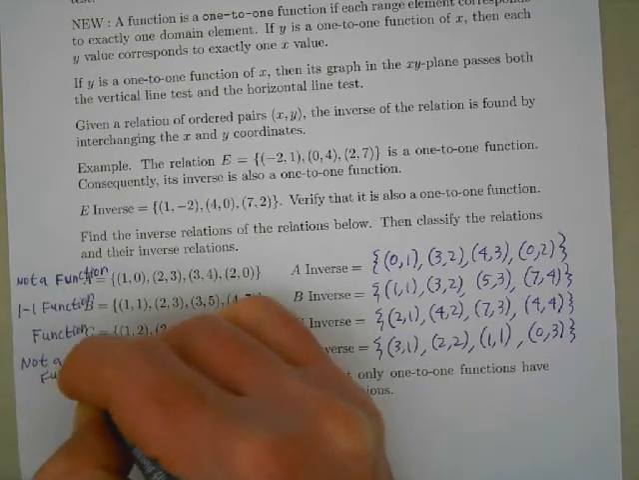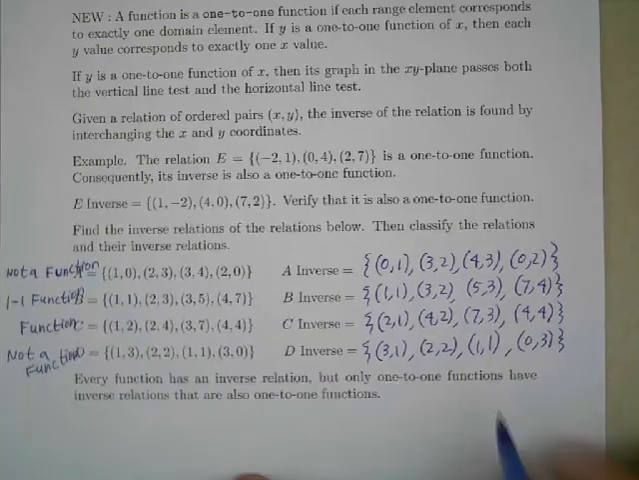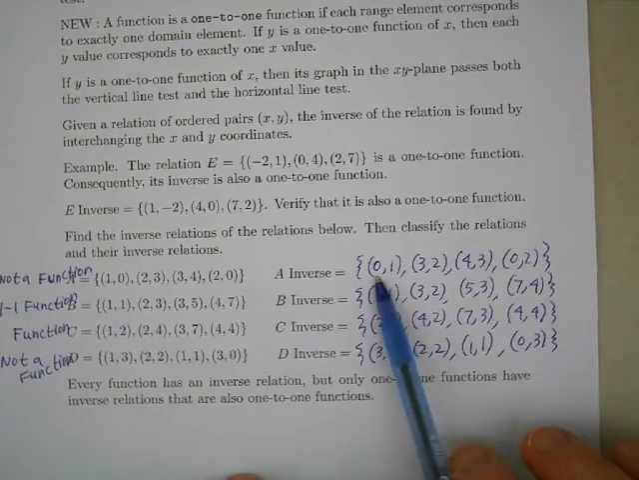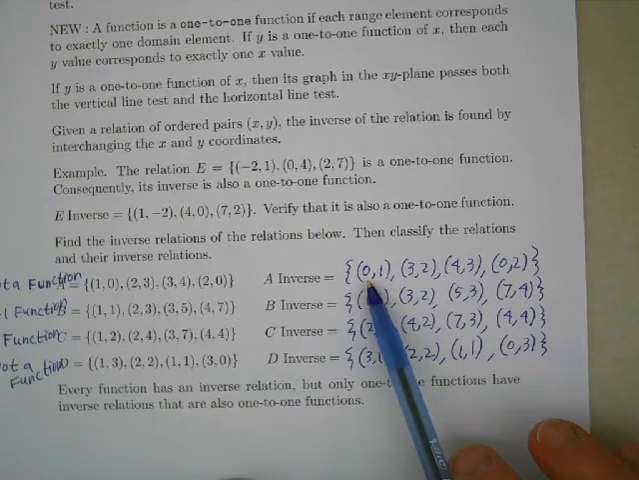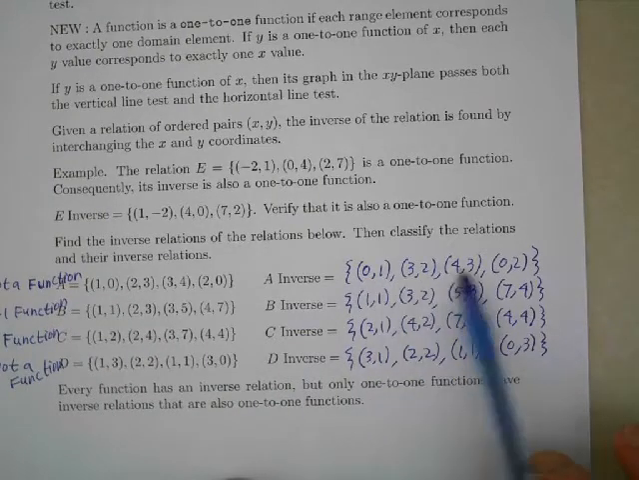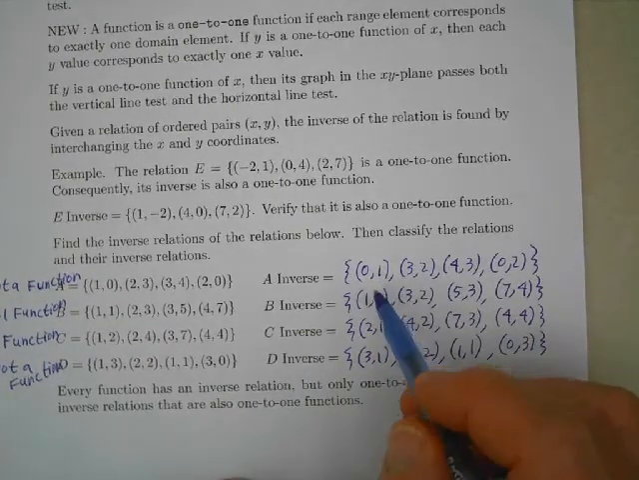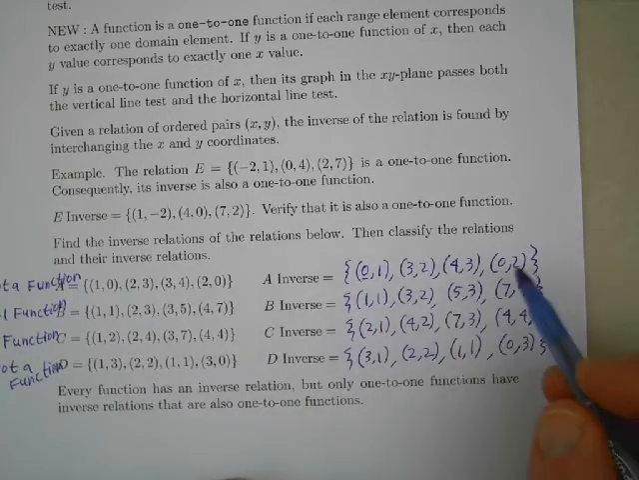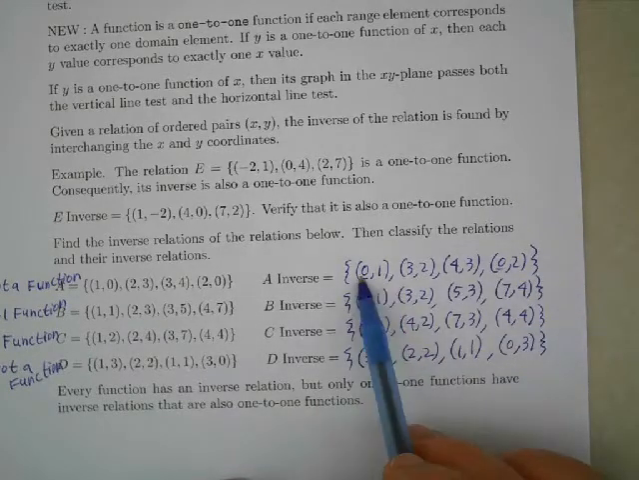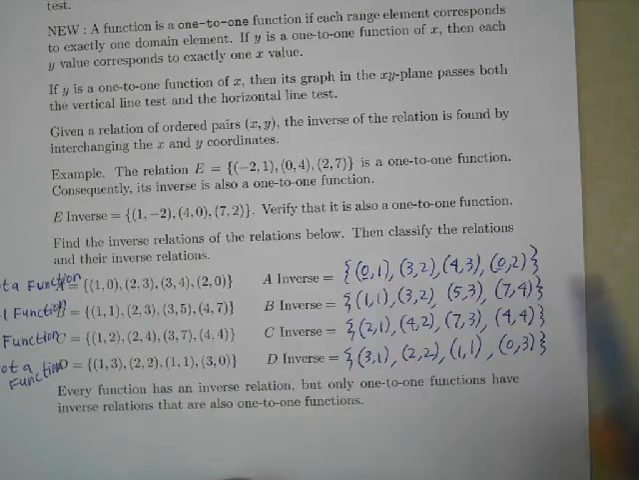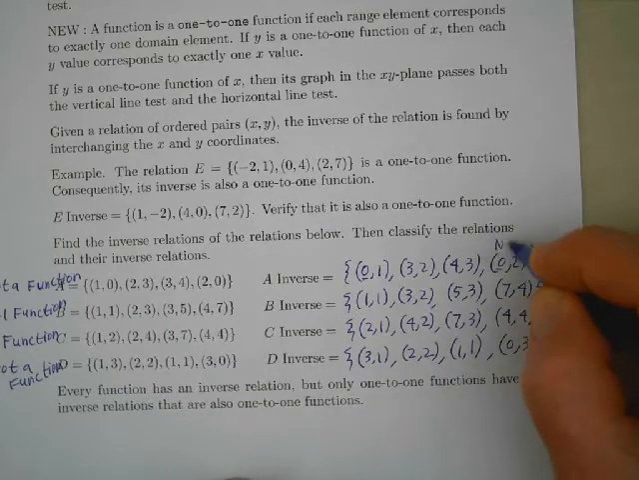And now we'll classify the inverses. For A inverse, the domain elements are 0, 3, 4, and 0. This is not a function because the domain element 0 corresponds to two different range elements, 1 and 2, so this is not a function.